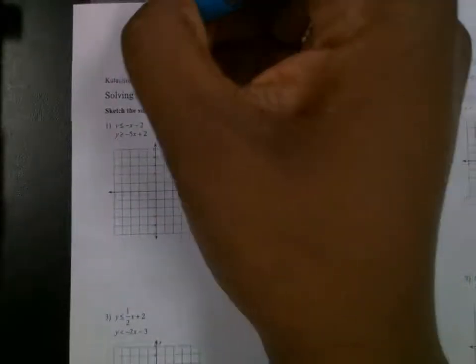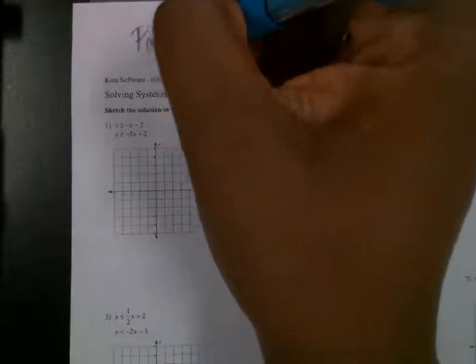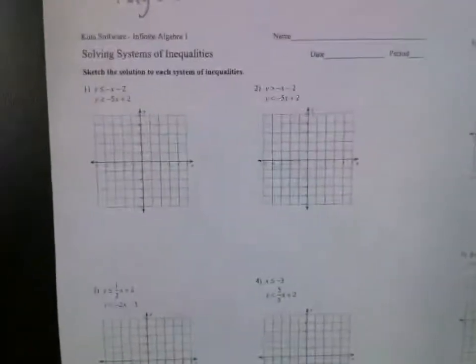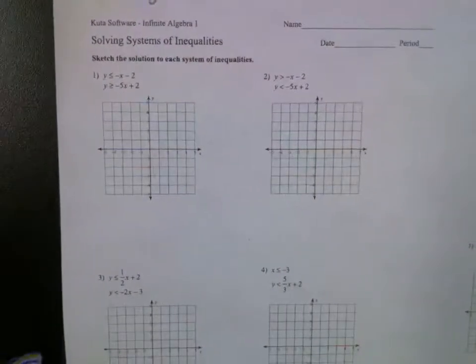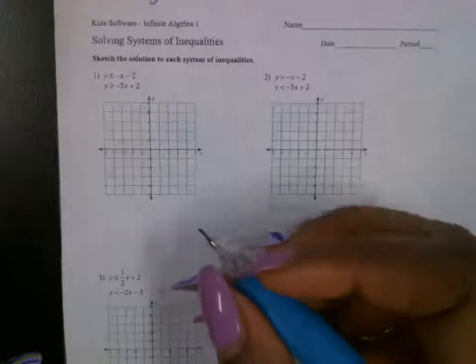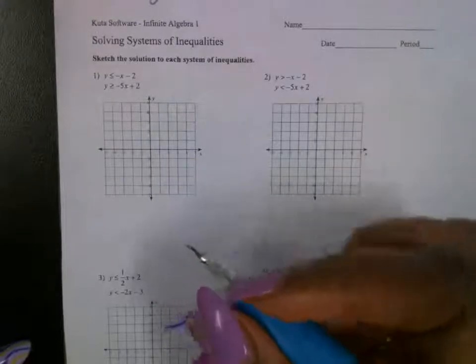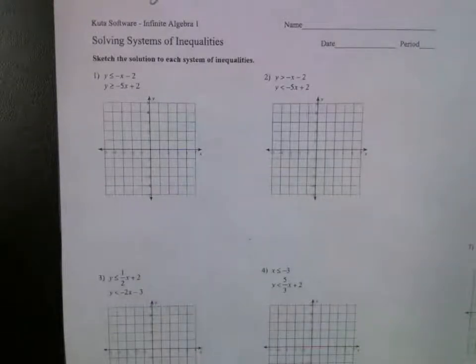All right, Math 1. So this is going to be on page 16 in your notebook. Okay. And we're going to graph systems. The title is right here, Solving Systems of Inequalities. So first thing you have to do is graph both equations to find the overlapping region.